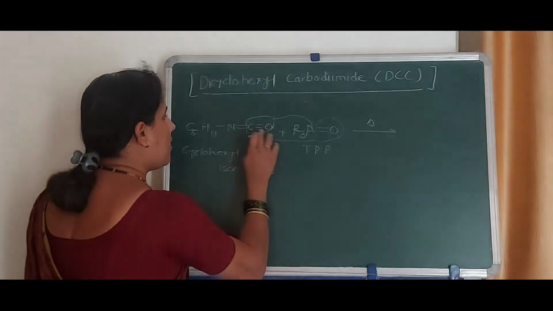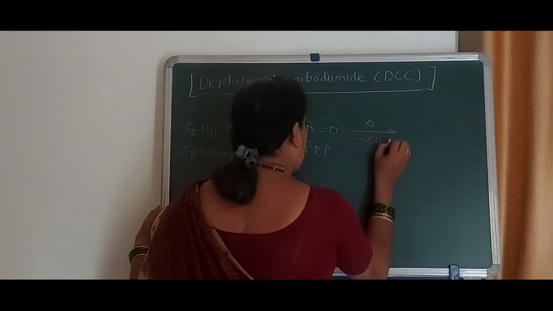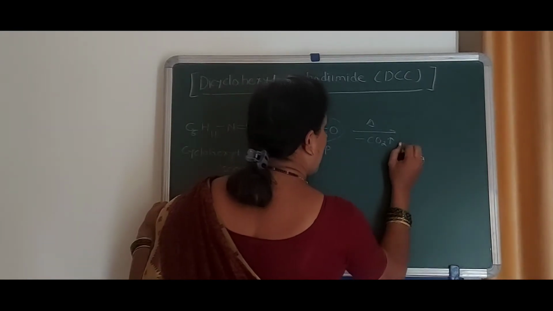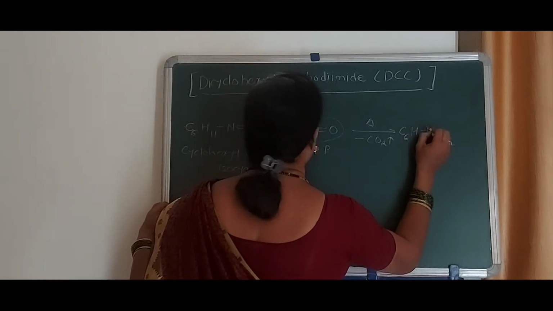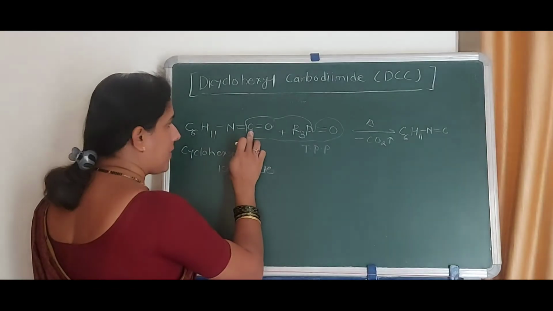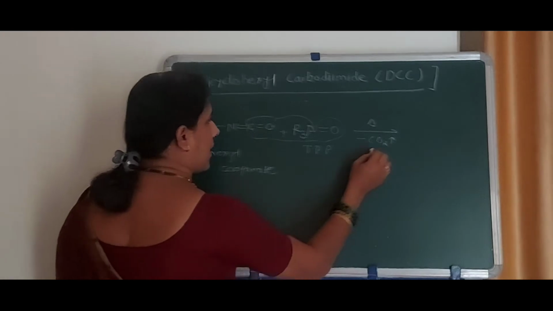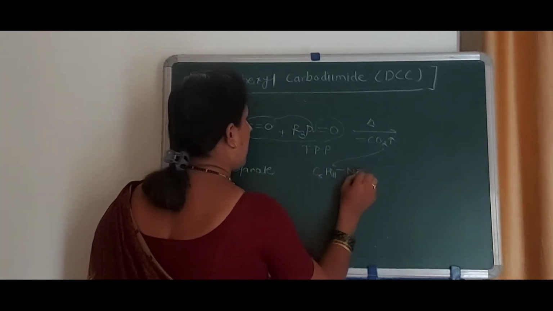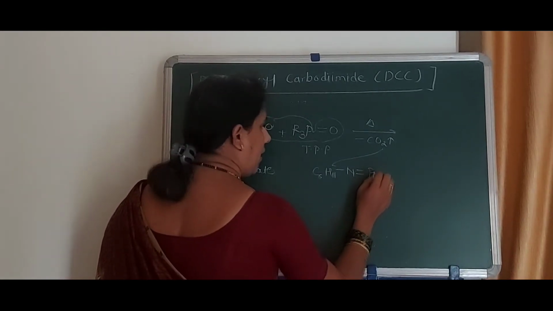On removal of CO2, carbon dioxide, what is the remaining one here? That is C6H11, double bond P. C is coming from the left side, so I am writing here C6H11 double bond P, R3P.